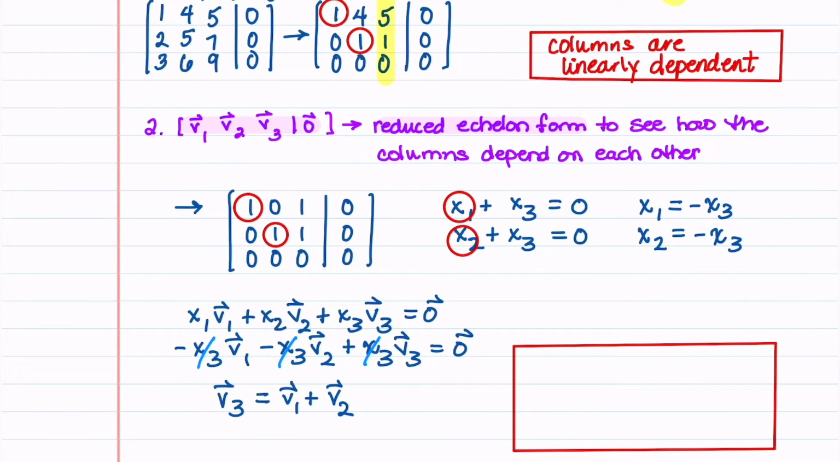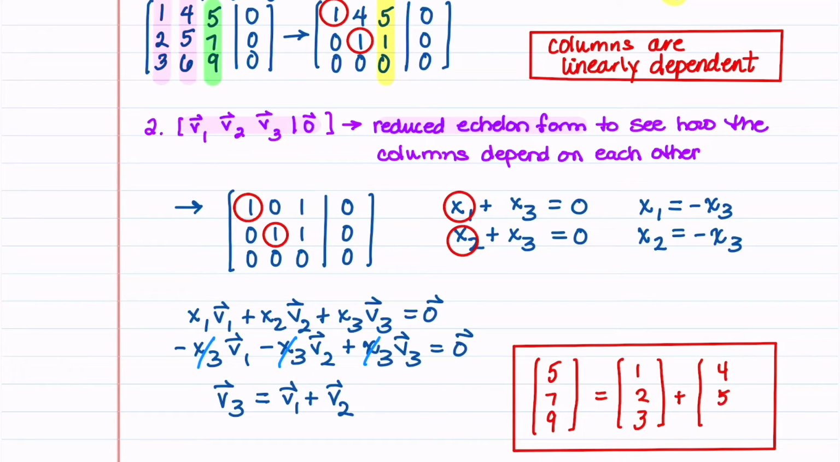This tells us that our third column in our matrix is equal to the sum of our first two columns. Let's write that down because that is our dependence relationship. We can say that 5, 7, 9 is equal to 1, 2, 3 plus 4, 5, 6.